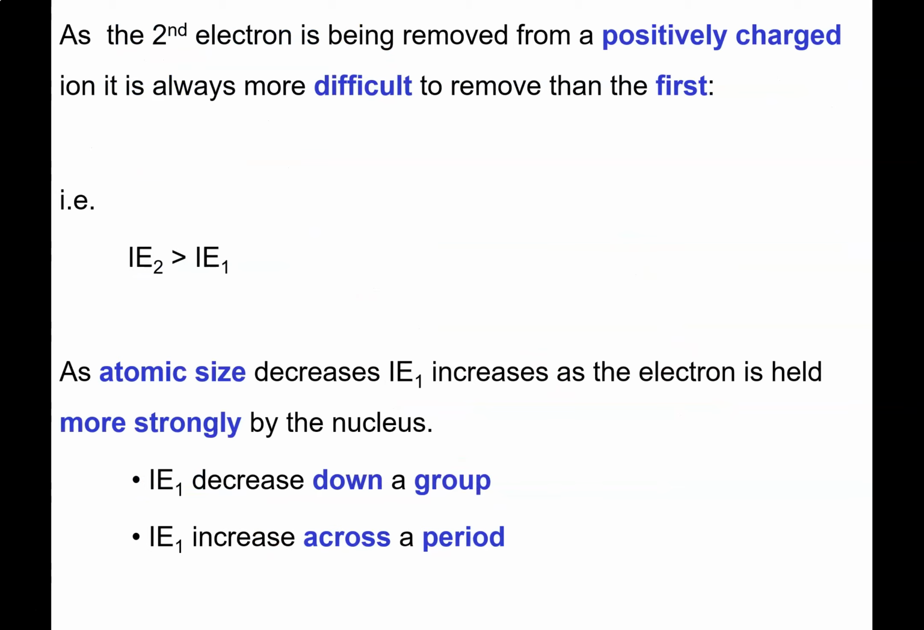What you'll find is that the second electron, because it's being removed from a positively charged cation, is always going to be more difficult to remove than the first. That is, IE2 will always be greater than IE1. And if we removed more and more electrons, that would be the case. So IE3 will always take more energy than IE2, which will always take more energy than IE1. Removing even more electrons would take more energy because that positive charge just keeps building up and up and up.